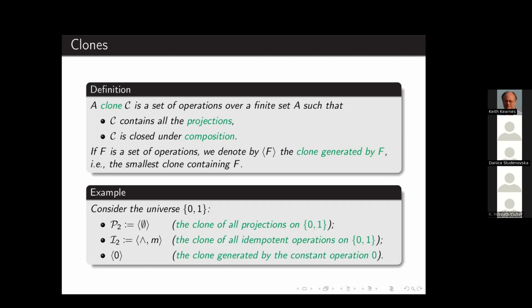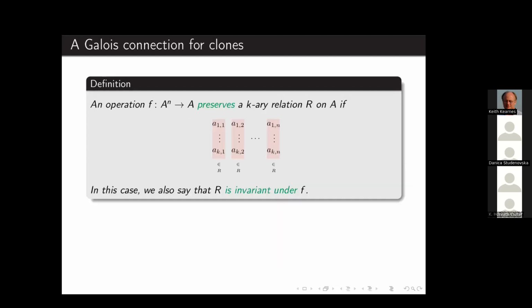Then we also allow constants. So the clone generated by the constant operation 0 is also a clone. And this will also play an important role, as you will see.